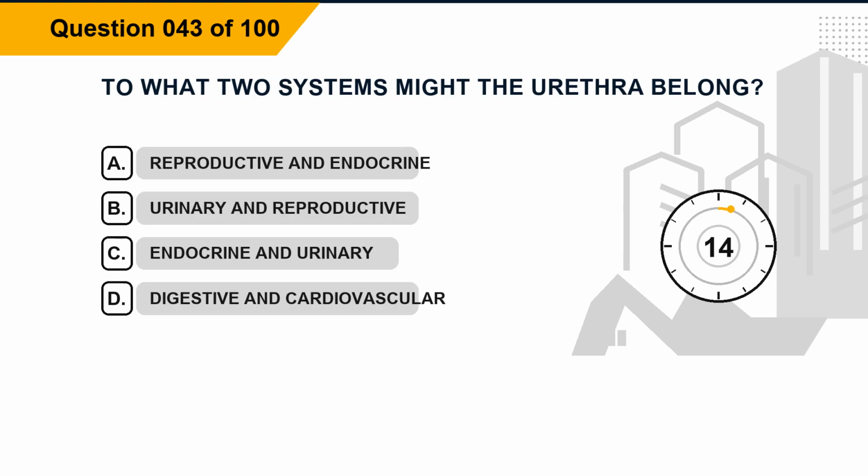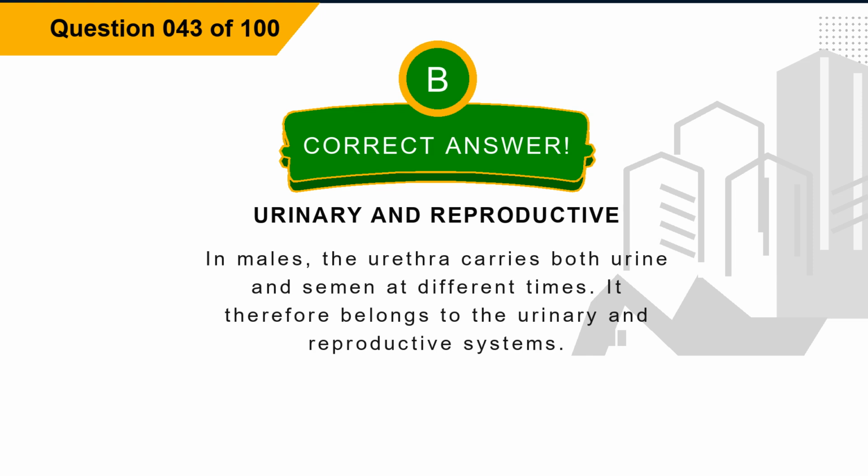Question 43. To what two systems might the urethra belong? Option A, reproductive and endocrine. Option B, urinary and reproductive. Option C, endocrine and urinary. Option D, digestive and cardiovascular. The correct answer is option B, urinary and reproductive. Explanation. In males, the urethra carries both urine and semen at different times. It therefore belongs to the urinary and reproductive systems.